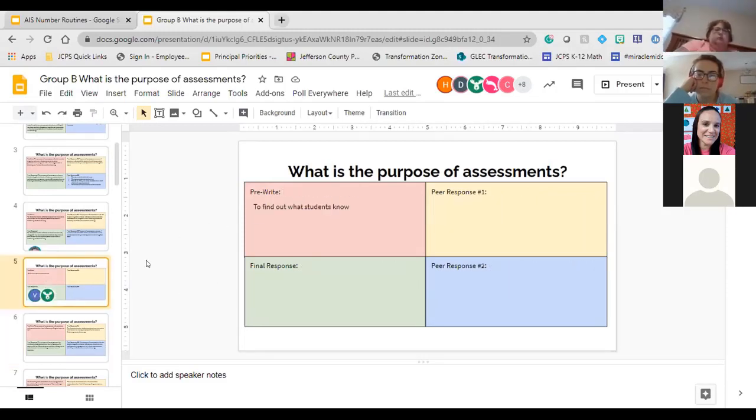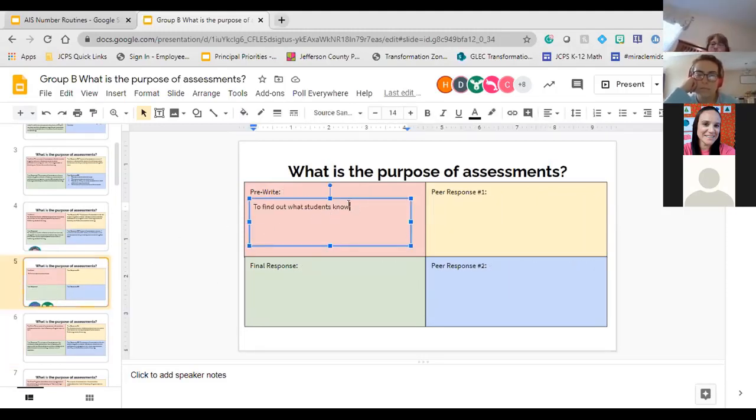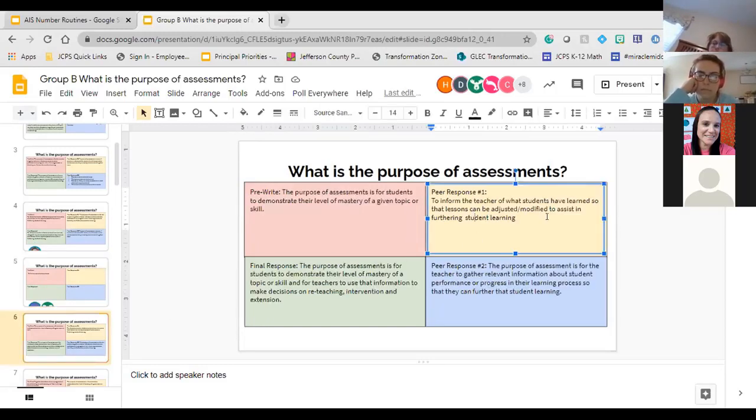So I copied mine. So copy my response. And in slide 6, under Peer 1 response, that's where I went and I pasted my response. After I pasted mine, I went back and read what the person before had typed. So they said it's for students to demonstrate their level of mastery of a given topic or skill. Oh, okay, yeah, I like how they said mastery. So I'm making a note to add mastery to my definition. So definitely want to add that next time.